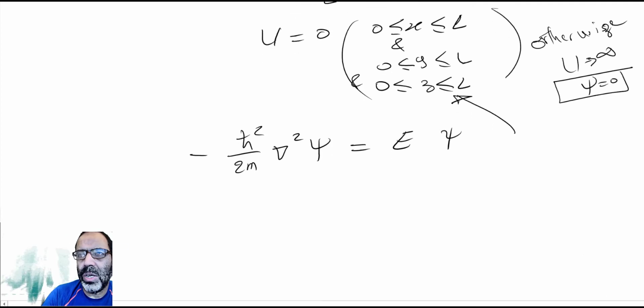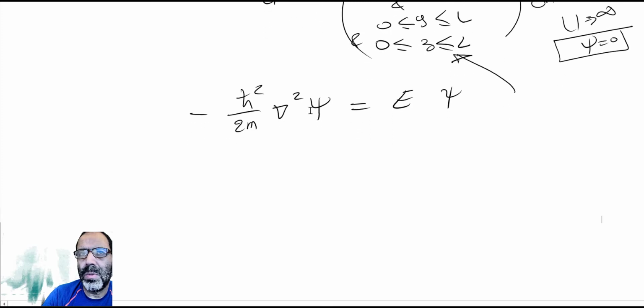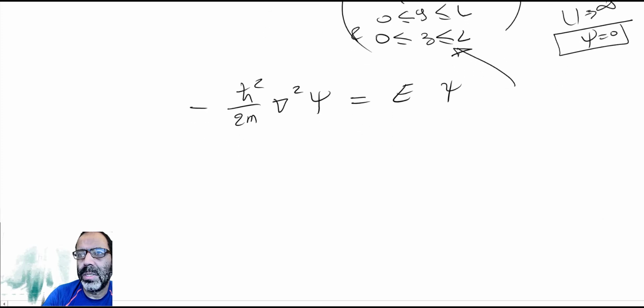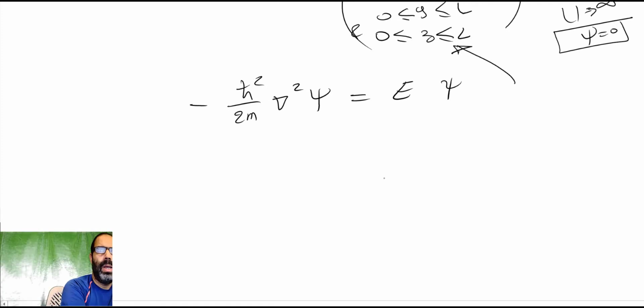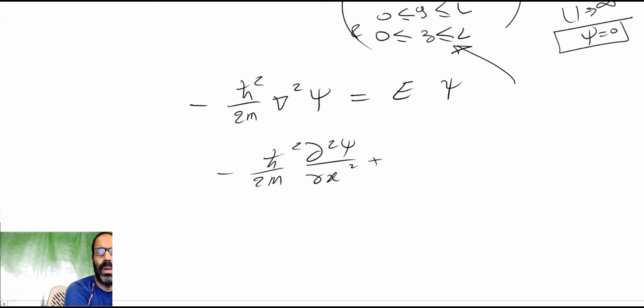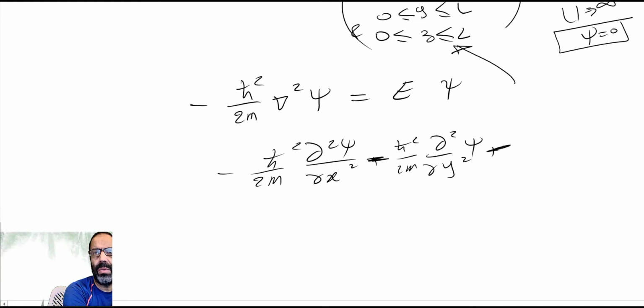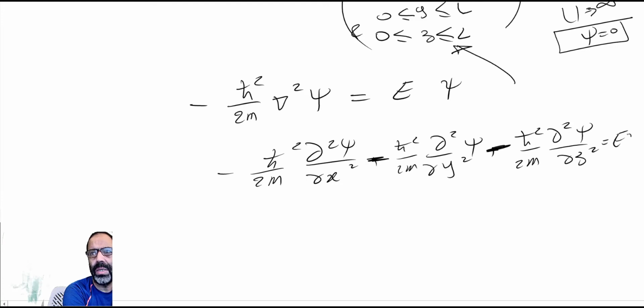So let's do a trick that we did before, where we separated the variables, because remember, this is actually a partial derivative with respect to x, y, and z. So let's write this expression now as minus h bar squared over 2m, again, the derivative of psi with respect to x, plus, or minus, if you like, h bar squared over 2m, the partial derivative of psi with respect to y, second one, and then another minus h bar squared over 2m, the partial derivative of psi with respect to z, is equal to E psi.